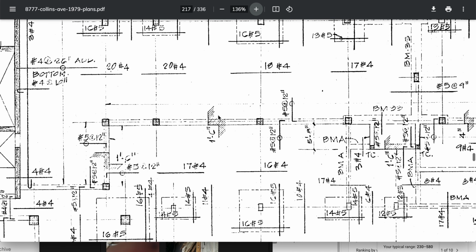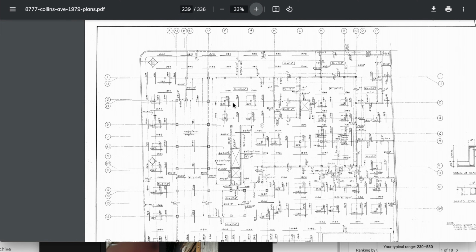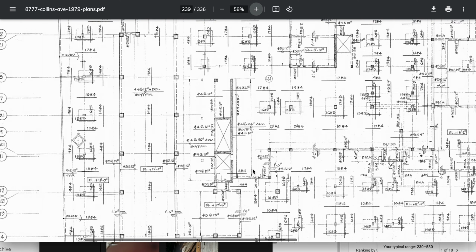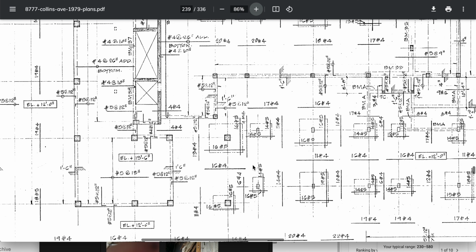I'm zooming in. So here's your bump out with the doorway there. These angles represent reinforcement, rebar. As you can see, they don't cross over. They tie into right here. This ties in here. Let's go to page 239. Page 239. So we're at the same place.